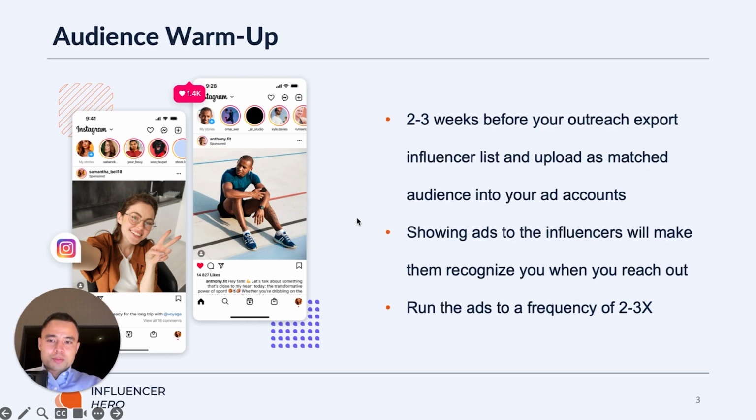Then audience warm-up. So this is what we recommend to do before you start reaching out to the influencers. And this is very simple. It's just to show these influencers ads of your company, of your brand, before the email comes. Now we typically do this 2-3 weeks before your outreach starts, right? You don't want to be too early, because then they might forget about it, and you also don't want it too close. So you want some time so it really triggers in. We typically run the ads until we have a frequency of around 2-3, so that every single influencer has seen your brand at least 2-3 times, right?